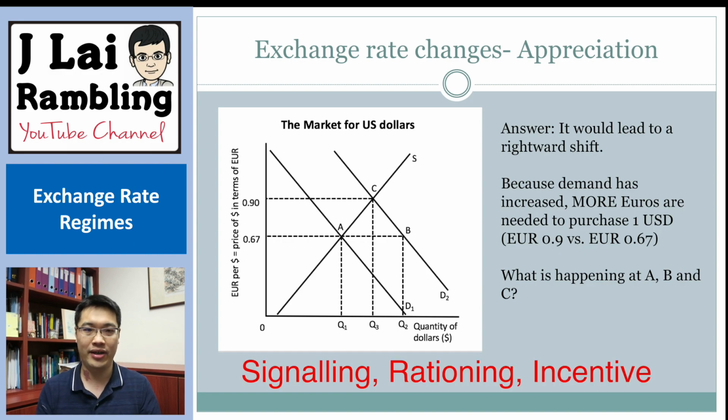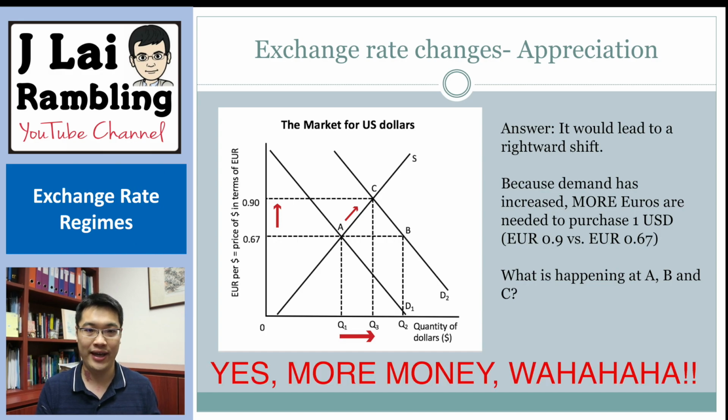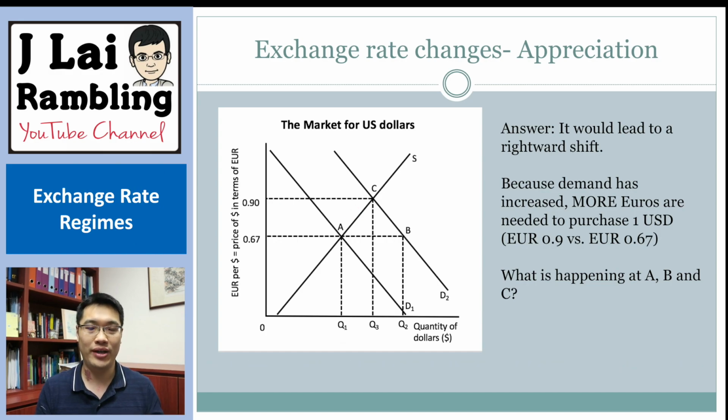Let's look at point A from the supplier side. Suppliers are seeing there's a lot of excess demand for dollars, and the price has increased. When the price has increased, it is signaling for me to enter the market to supply more. It's also providing an incentive for me to provide more, because I can earn more profit. Therefore, the quantity supplied would increase from Q1 to Q3.